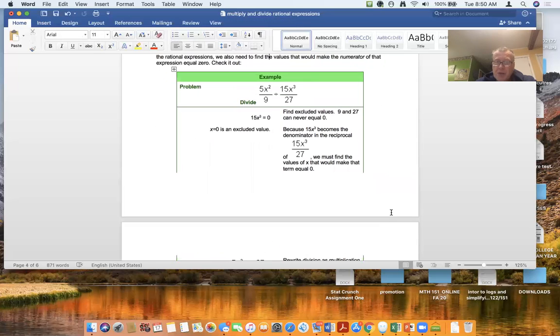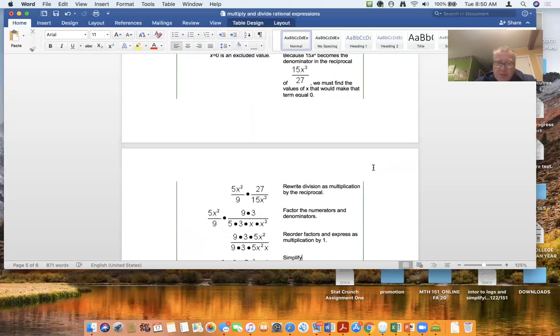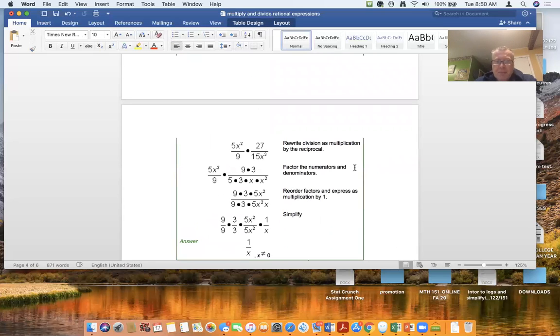Now in this first example, we really don't need to factor much, maybe the numbers, but the variables really don't factor that much. And so we rewrite 5x squared over 9. We're going to multiply and flip-flop this to 27 over 15x to the third. Let's take a look at what happens. When we do that, we have 5x squared over 9 times 27 over 15x to the third.